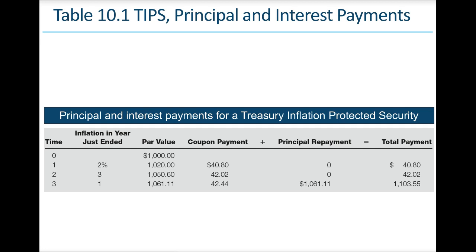Okay, so if we look at principal and interest payments for Treasury inflation protected securities, we see here if inflation changes over time, at the year ends, inflation here goes up and then down. The par value of the bond will reflect the change in inflation, and the coupon price will reflect that change of inflation as well.